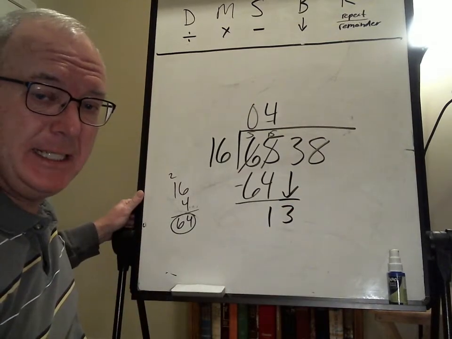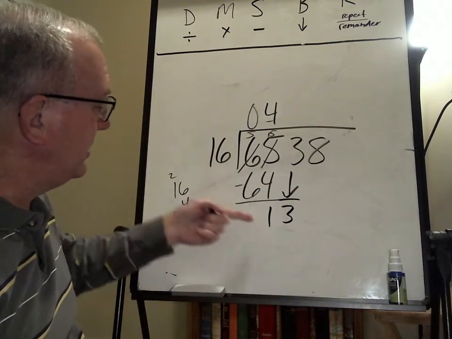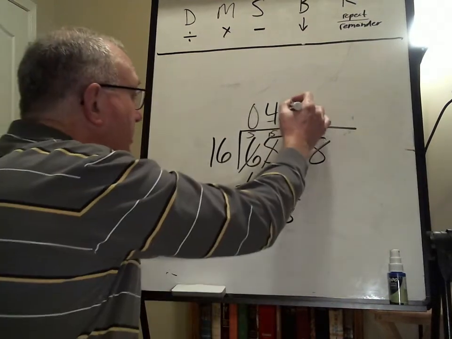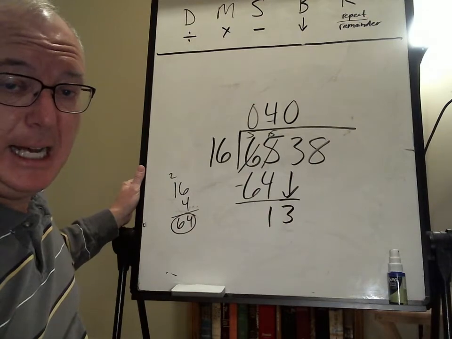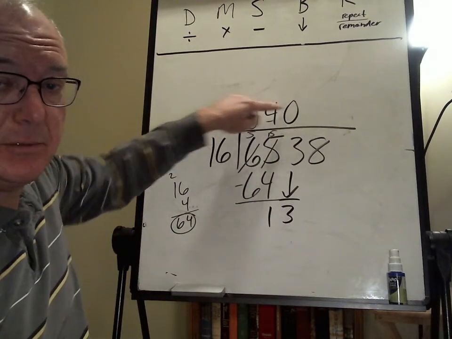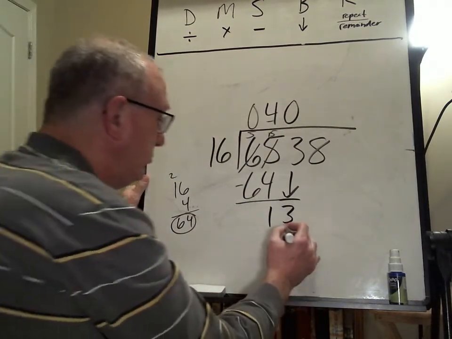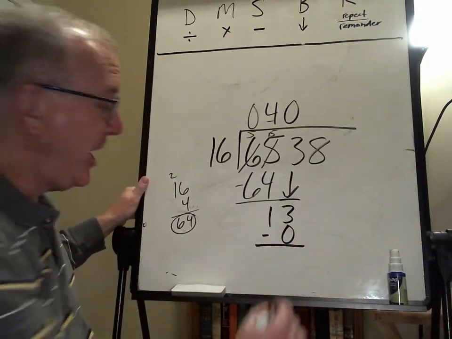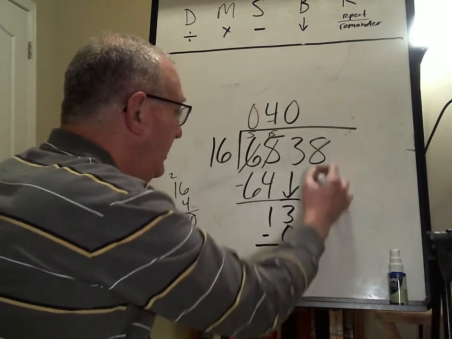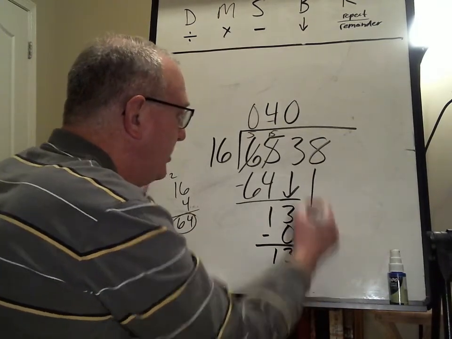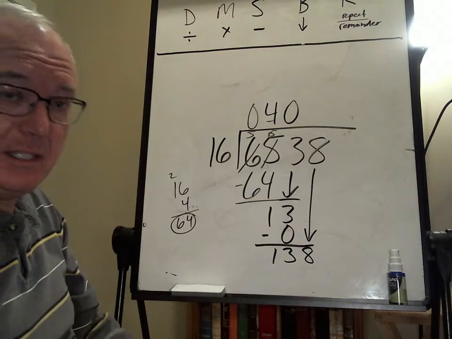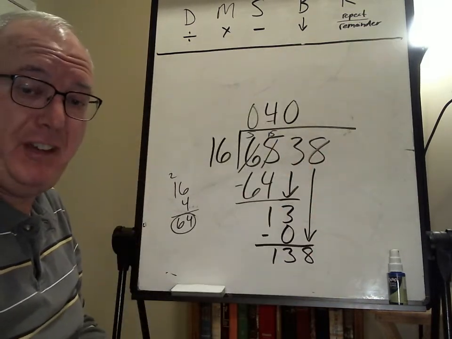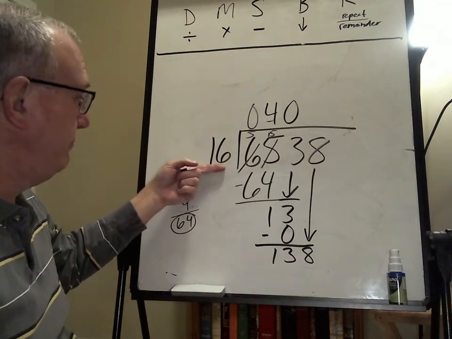See that? Now, watch this. How many 16s go into 13? You're right. None. 0. 0 is a number, so we'll put it on top. And we need to multiply by 0. 0 times 16 is 0. And you talk about some easy subtraction, right? 13. Bring down the 8. And since this is the last digit to bring down, this last rotation through our steps will be finished.